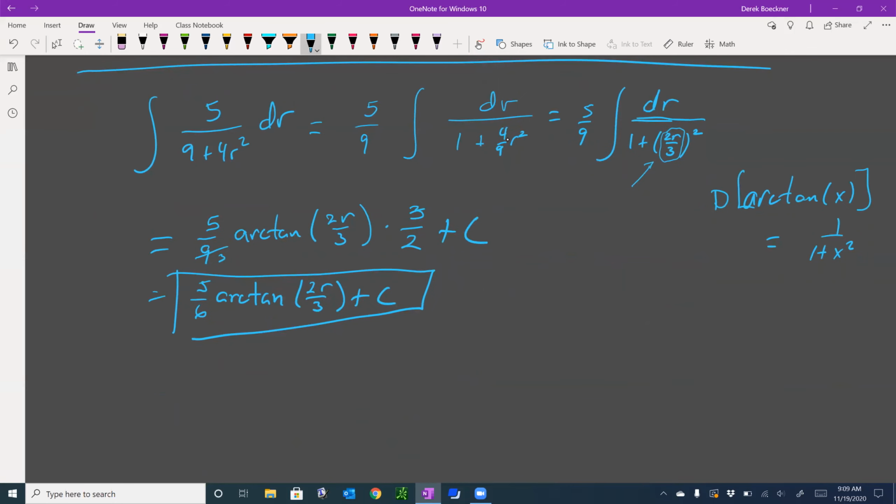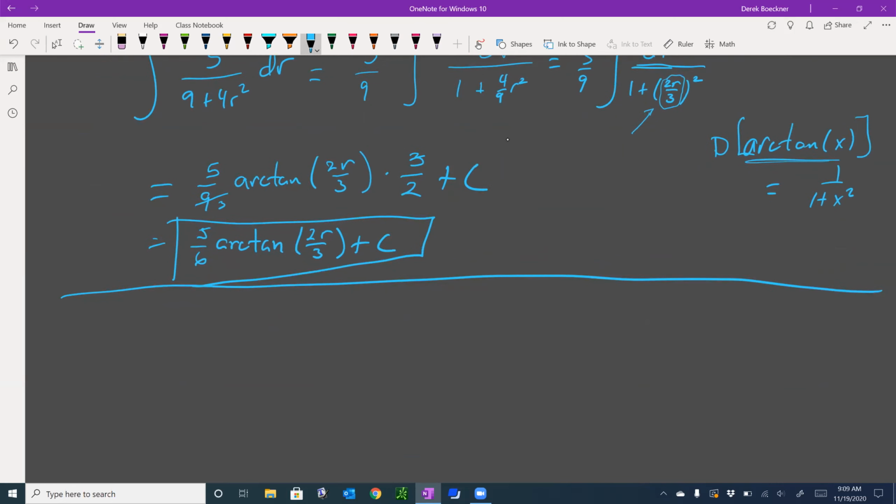If you can't recognize that this is the arctangent, I want to show you another way to do that. Okay, I do recognize that this looks like 1 squared plus, well, let's look at it over here. I'm still going to pull off the 5, so I've got 5/9 plus 4r squared dr. Still going to pull off the 5 because I don't want to deal with the 5. But then I'm going to have a 1, I'm going to have 3 squared plus 2r squared dr.